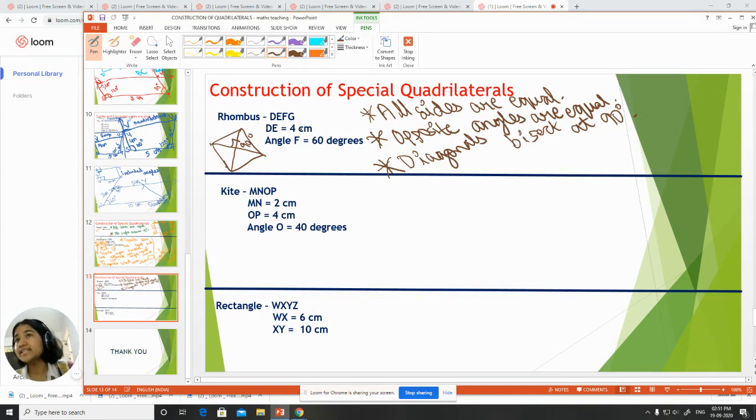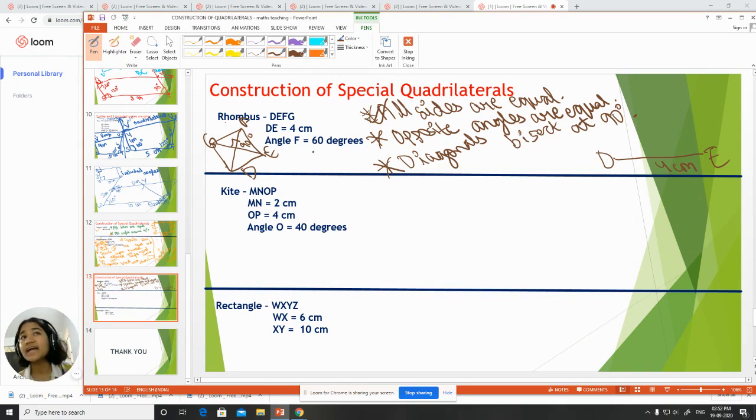Let's see the construction. DEFG, so D, E, F, and G. DE is 4 centimeters. So let's see how we can do it. We'll write first D, E, 4 centimeters. We are well aware that all the sides are equal. So if DE is 4 centimeters, then DG will be 4 centimeters, EF will be 4 centimeters, and all the other sides will be 4 centimeters.